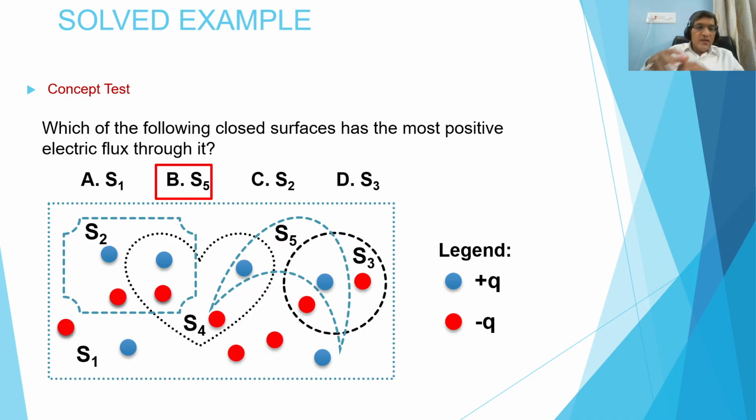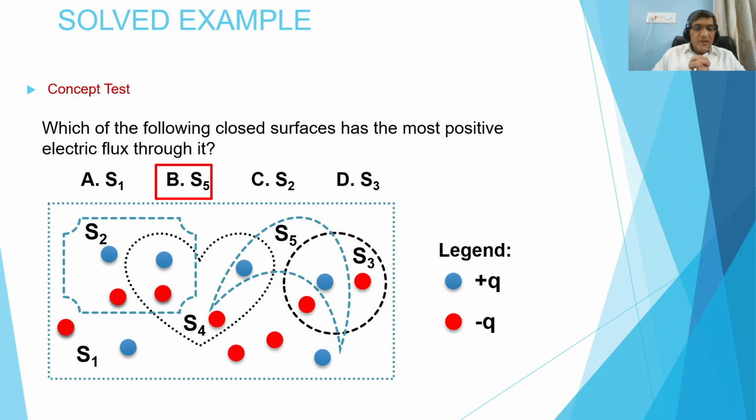Basically, this is a very nice question regarding your competition point of view. Again, the concept test is: which of the following closed surfaces has the most positive electric flux through it? This PPT is not as easy as you see, so I will explain this in a very nice way so that you may understand.